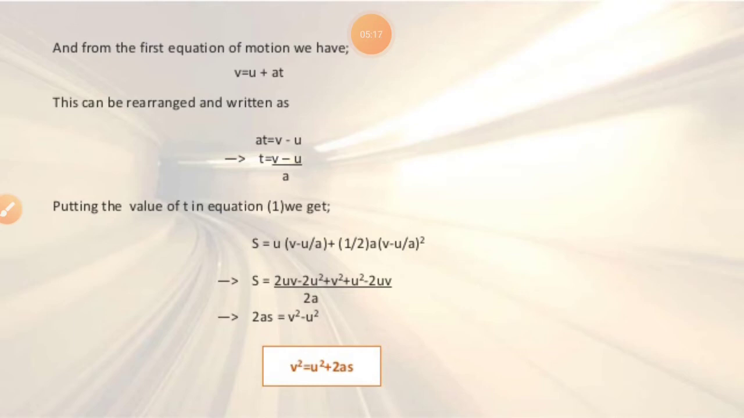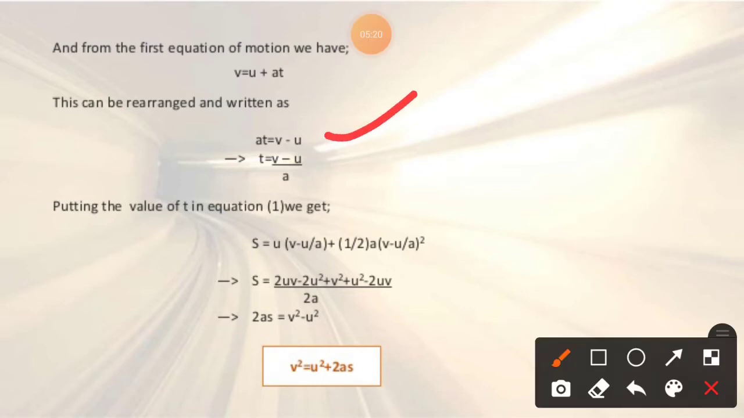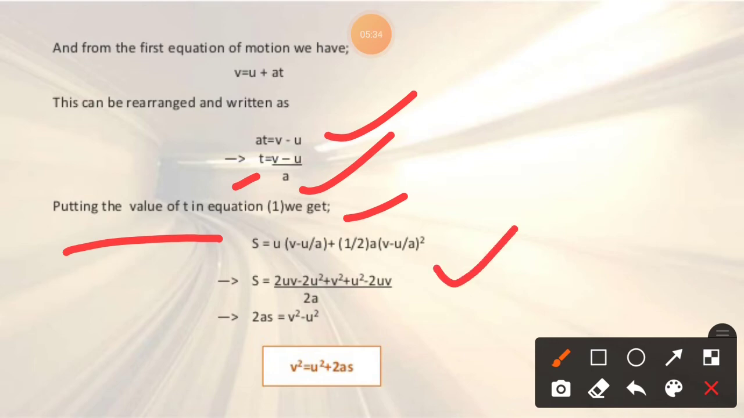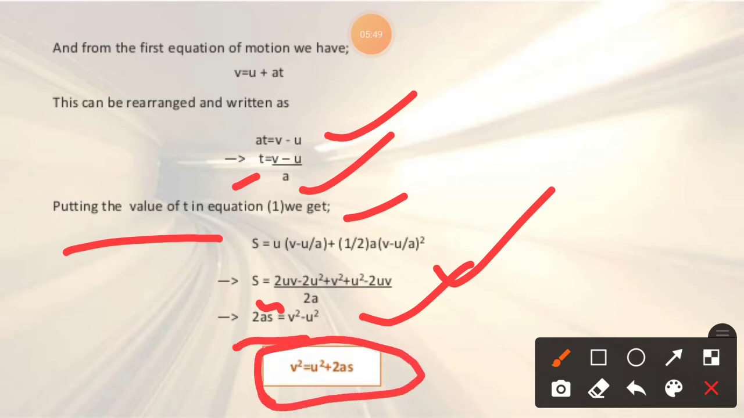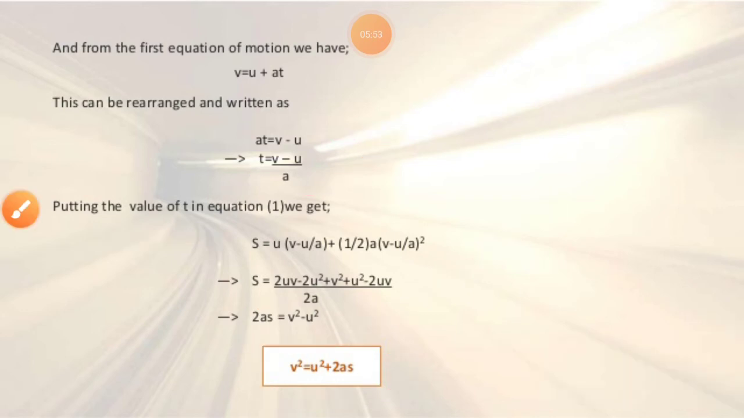This can be rearranged and written as at = v - u, then t = (v - u)/a. Putting this value of t in the second equation, we get s = u(v - u)/a + (1/2)a((v - u)/a)². Then it becomes s = (2uv - 2u² + v² + u² - 2uv)/2a. Then we get 2as = v² - u². Rearranging this, we get v² = u² + 2as. This is the third equation of motion.